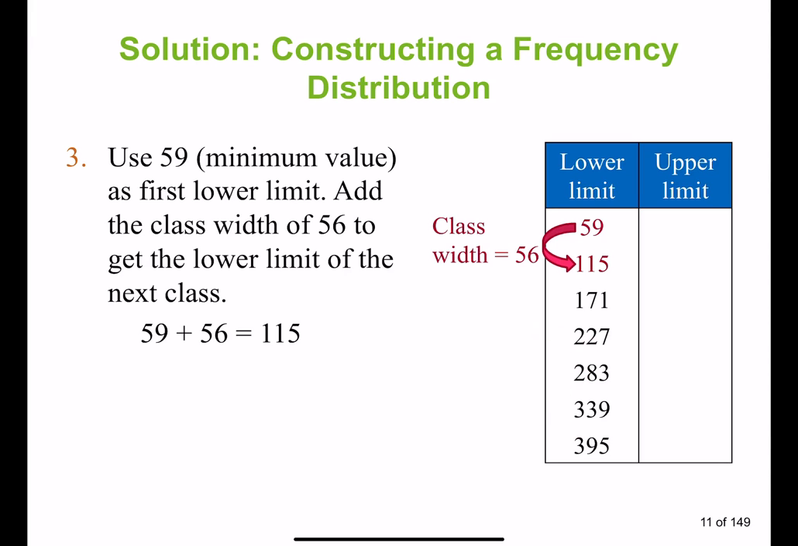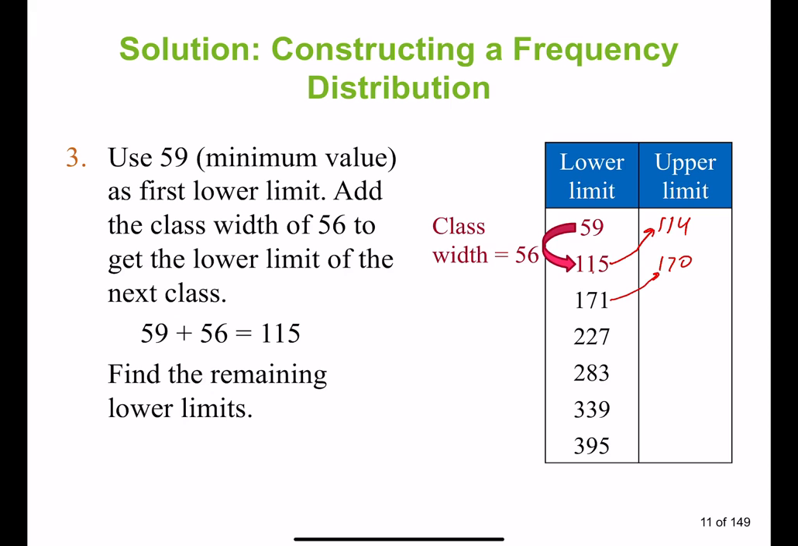Now, how do we figure out the upper limit? If here we have 115 as the next lower limit, the upper limit for the previous class has to end at 114. So it would continue with 115 as the lower limit, and then the upper limit is going to be 170, because I have 171 here, so it has to finish with 170. That way we have a continuous interval.